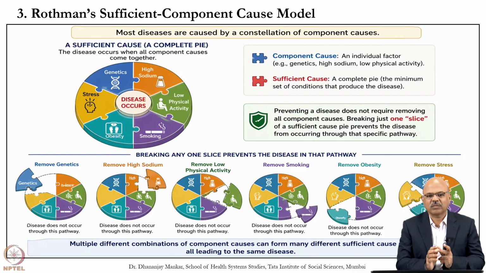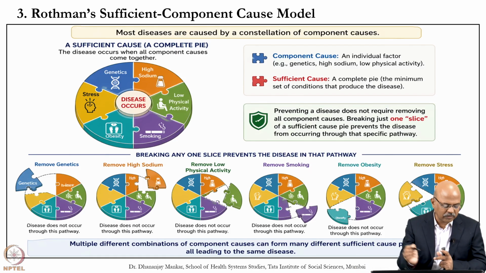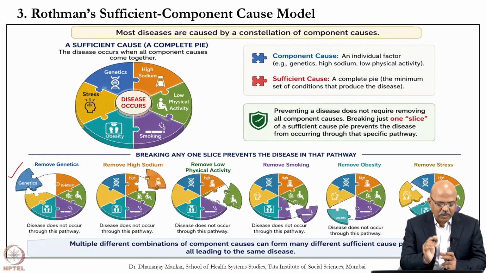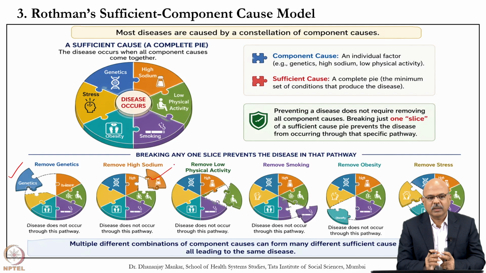Breaking any one of the slices, we will try to understand how to prevent the disease pathway. Suppose, for example, we take genetics as a slice from this pie. The disease will not go through this pathway if you remove the genetic path. Then comes removing high sodium from the pie, so disease does not occur through this pathway.